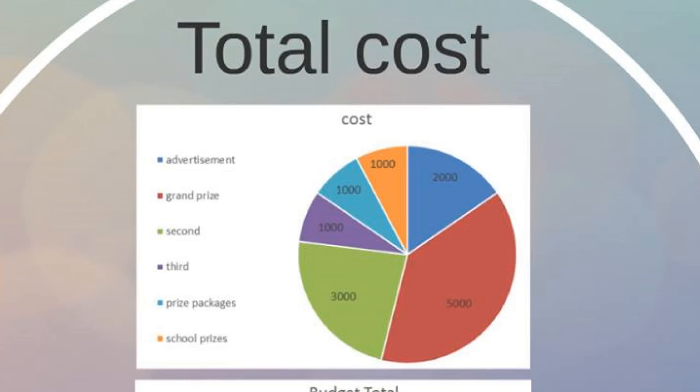The total budget for the contest will be $13,000. This is $2,000 advertisement cost. This is to advertise the contest to schools, to the people who will be competing. The grand prize will be $5,000. The second prize will be $3,000. The third prize will be $1,000. And the prize packages will cost in total $1,000 for 4th until 10th place. The prizes for the schools that are in the first 3 places will be a total of $1,000.